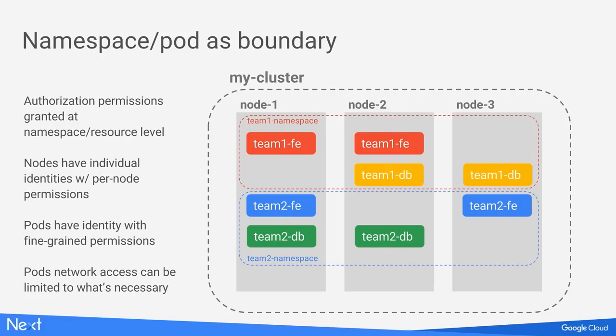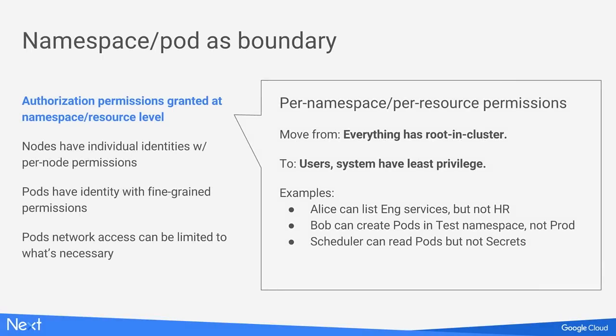Maybe there's another team, team 2, they've got their own setup with front ends and databases shown below in blue and green. And the 3 nodes here are hosting the same pods as before, but now we have better notions of separation between them. In this case, maybe the nodes have their individual identities and per-node permissions. The pods have identity with fine-grained permissions. And we could even maybe think about how the pods could have limited network access to just whatever's necessary for them. So let's walk through these 4 things and talk about the user scenarios that those would reflect.